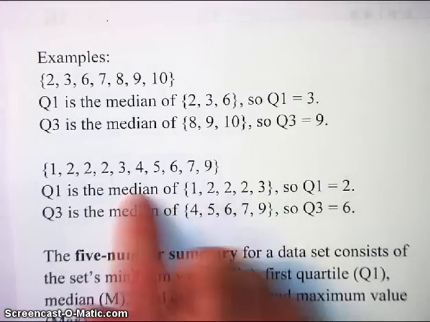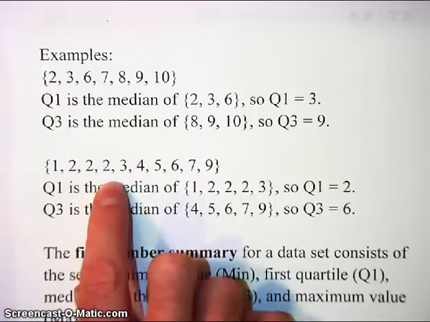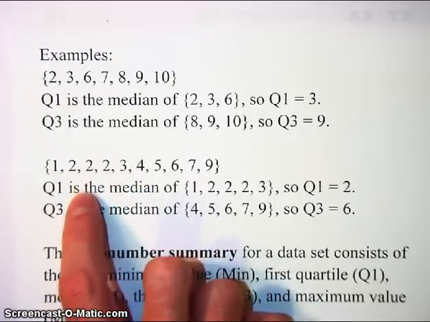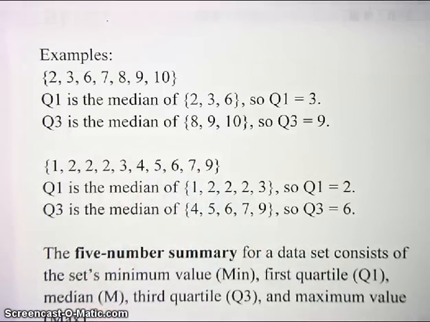In this list right here, the median is actually between 3 and 4. It's not a value in the data set. So you can take all 5 of those values right there, and the middle one would be 2. That would be your first quartile. And all 5 of these values here, the middle one would be 6. And so the third quartile would be 6.